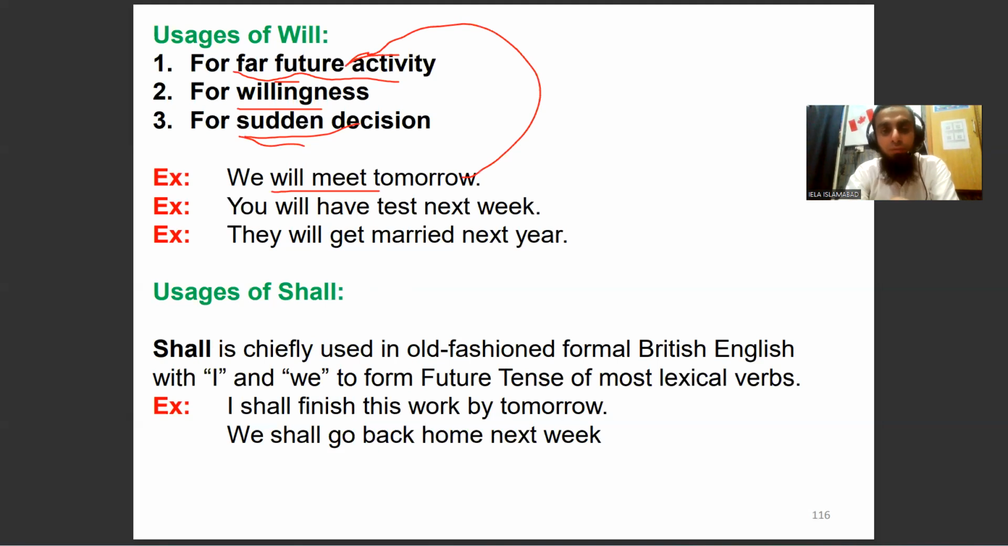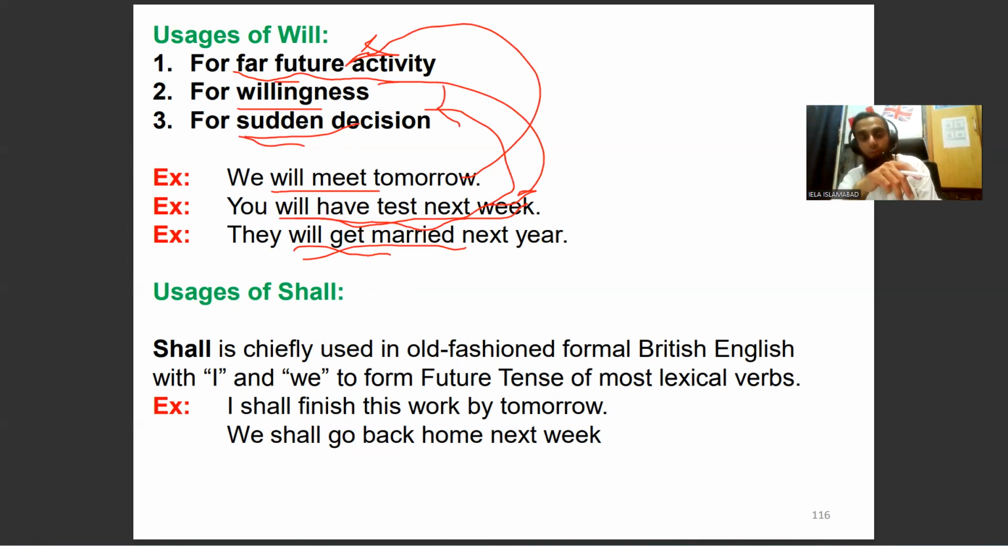Now, this is a future activity. We will have a test next week. Now, this can be a willingness, right? They will get married next year, right? Now, you will have the next test next week, also a sudden decision. They will get married next year. This is a kind of willingness, right? And here the example is changed.